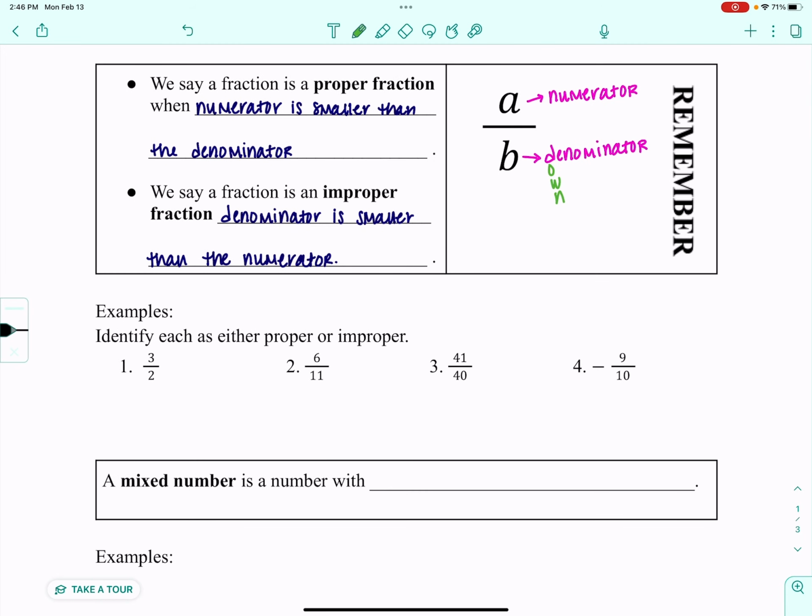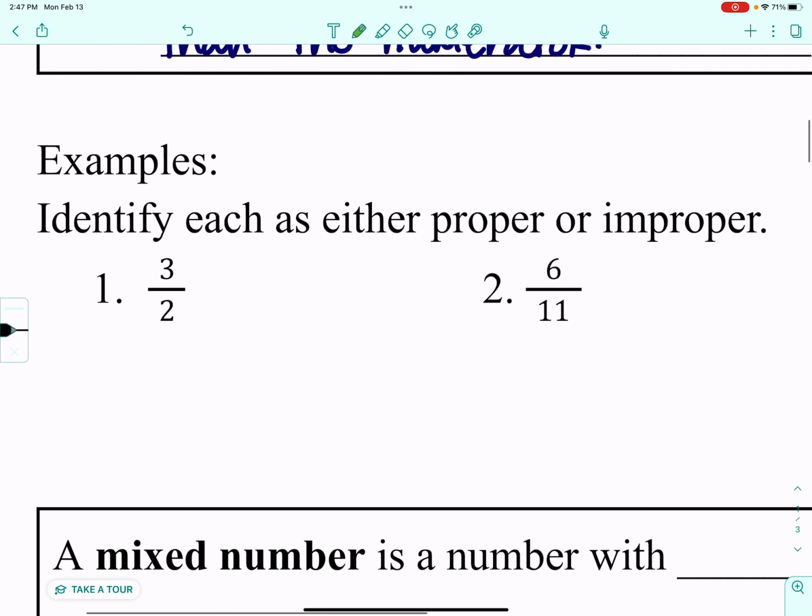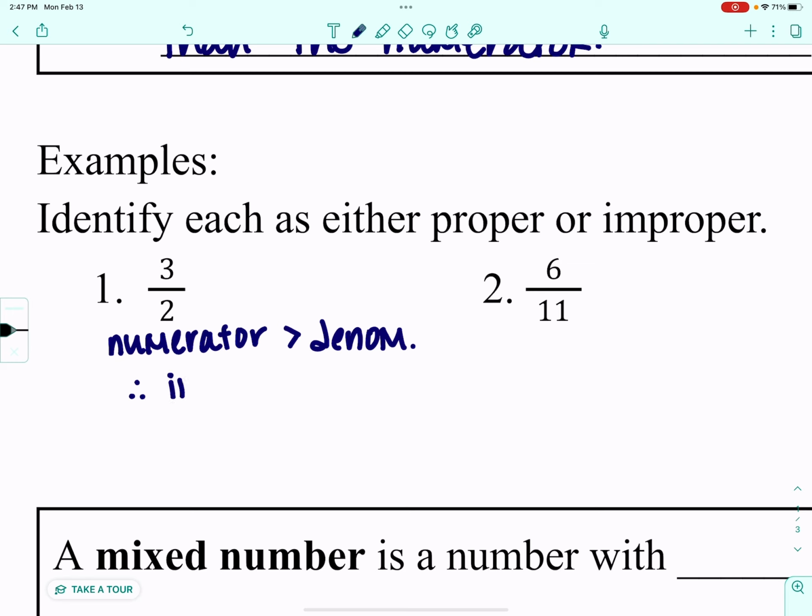So we're going to use our newfound vocabulary words and see if we can identify proper fractions and improper fractions. If I look down here at 3/2, I notice that the numerator is greater than the denominator. That means, those three little dots mean therefore, this is an improper fraction.